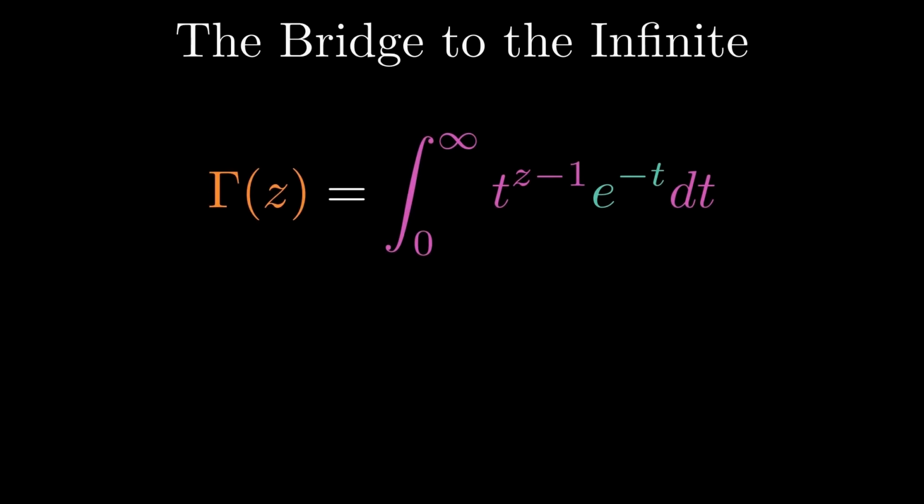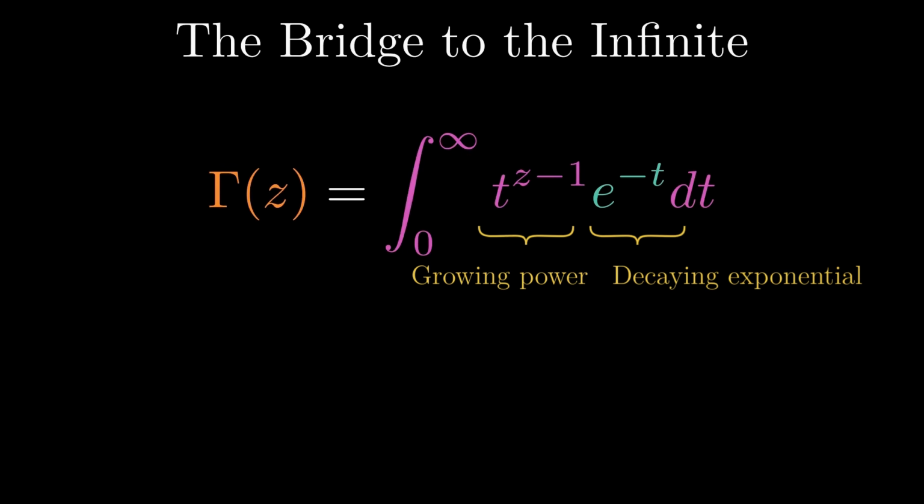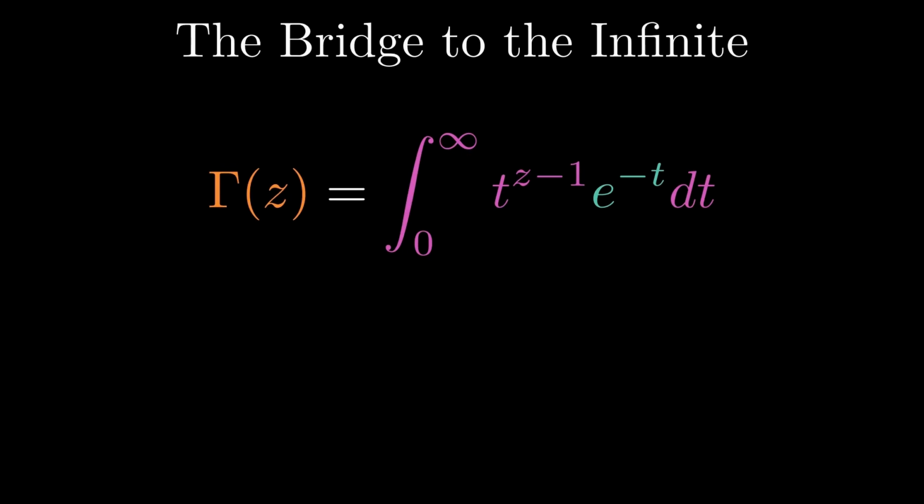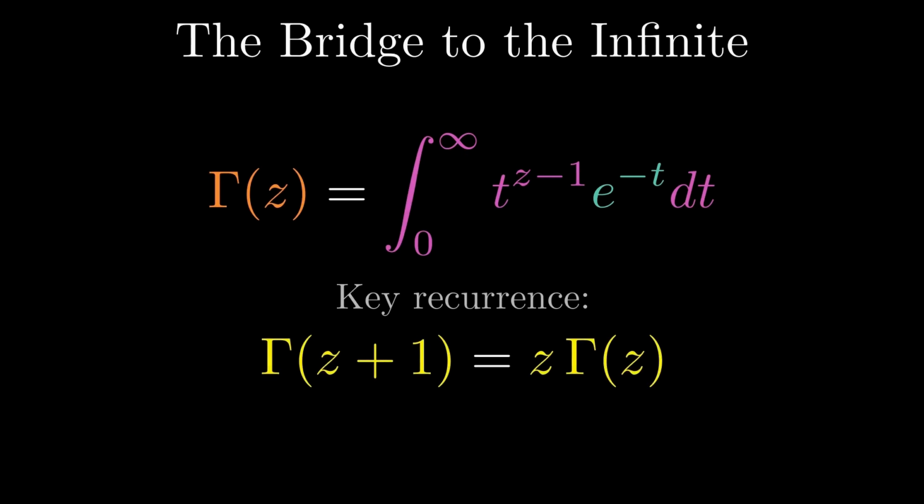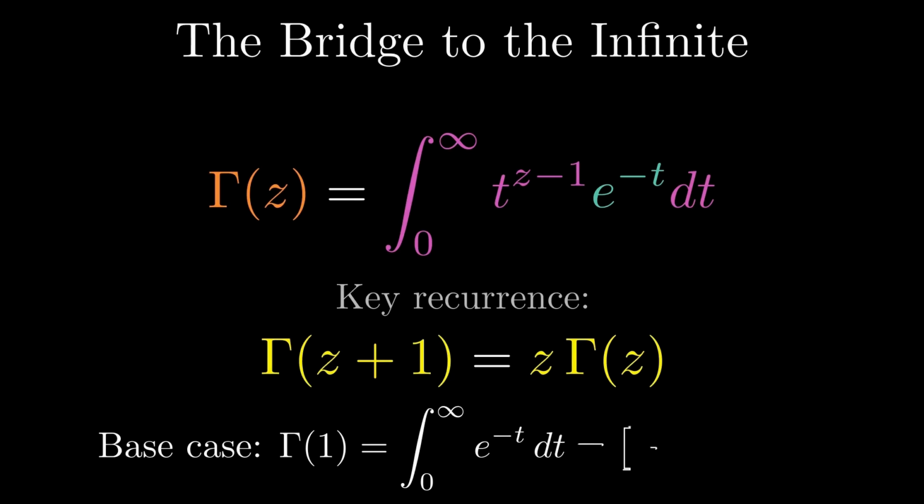This is our bridge to the infinite, the gamma function. It's defined by an elegant integral where a growing power of t meets a decaying exponential. At first, it looks nothing like a factorial. But the true power of this function comes from a special recurrence relation: gamma of z plus 1 equals z times gamma of z. A self-repeating pattern. Let's test the base case. Solving the integral for gamma of 1 leads through a simple calculus identity, and the result is exactly 1. This single value is the foundation for everything that follows.